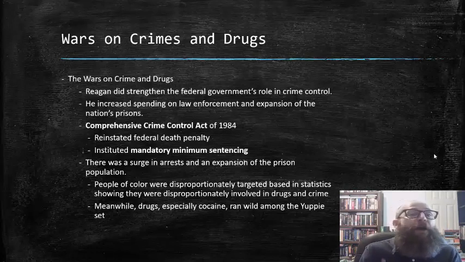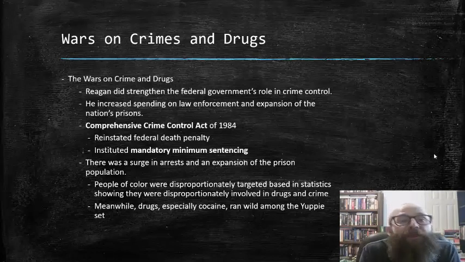He helped pass the Comprehensive Crime Control Act of 1984, which reinstated the federal death penalty and instituted mandatory minimum sentencing, which mandated certain sentences for certain crimes and left the sentencing not up to the discretion of individual judges on a case-by-case and situational basis, as it had been previously done.